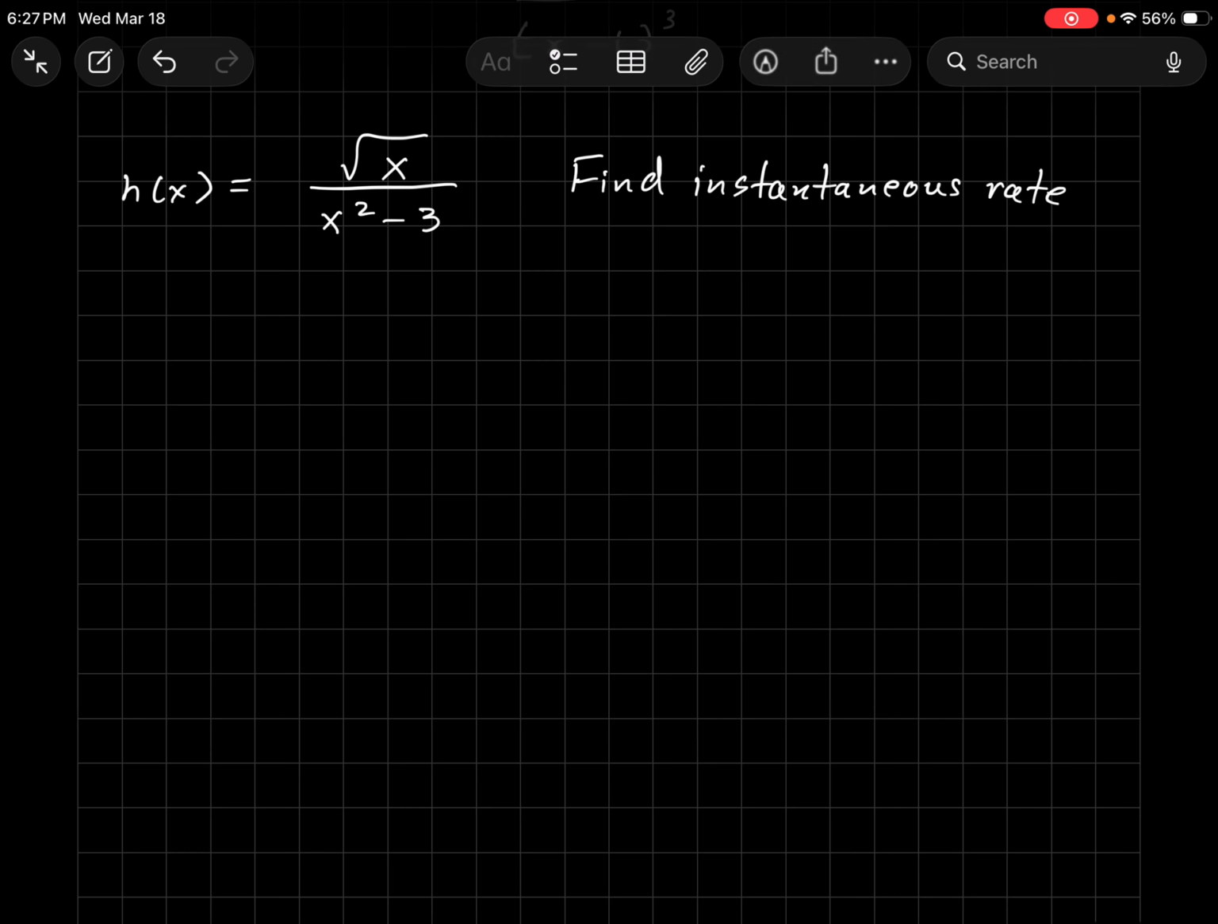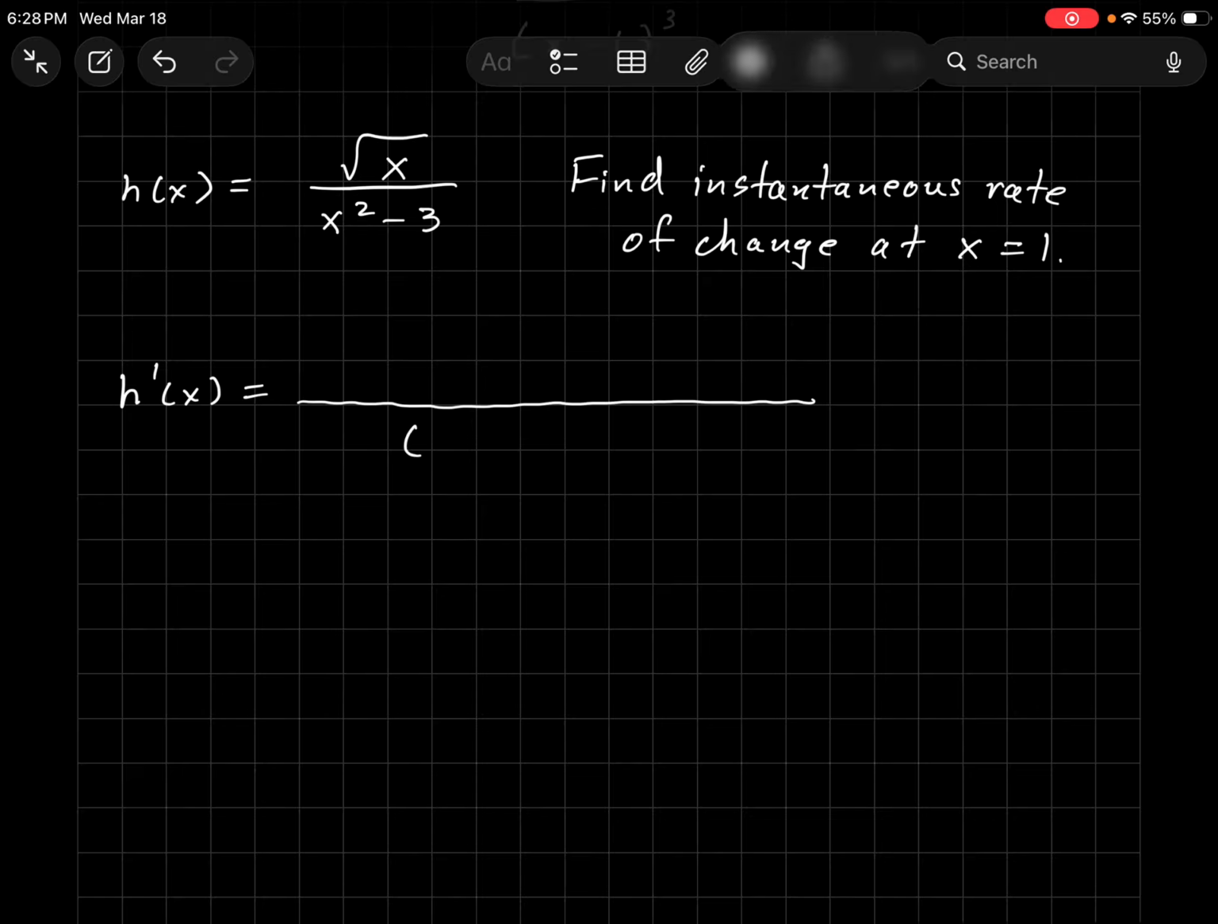Of y, of course. That is y equals h of x, at, let's say, x equals 1. The instantaneous rate of change is the slope of the tangent line, or the derivative. So we will find h prime of x, which will be a quotient rule.